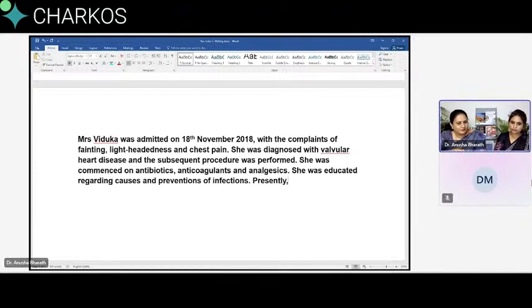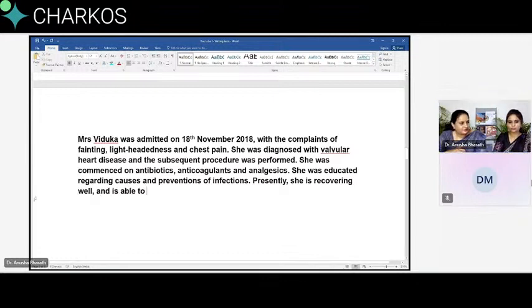Presently, comma, she is recovering well, comma, and is able to shower and dress independently.